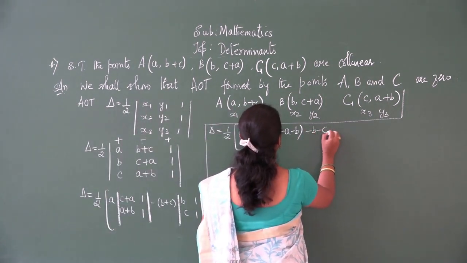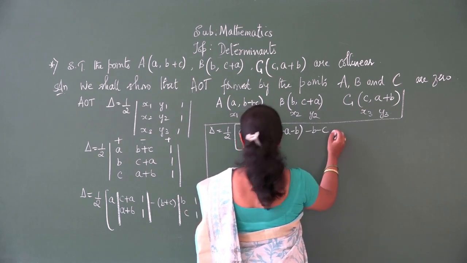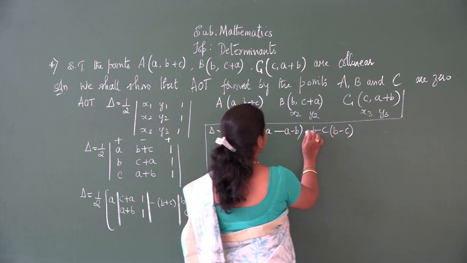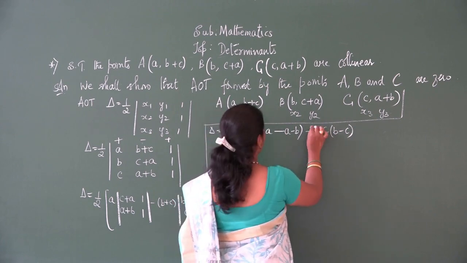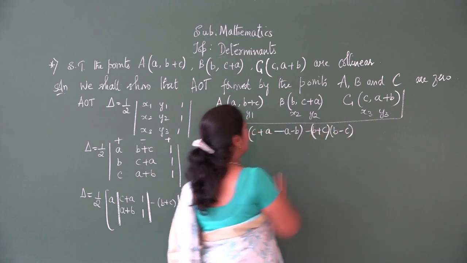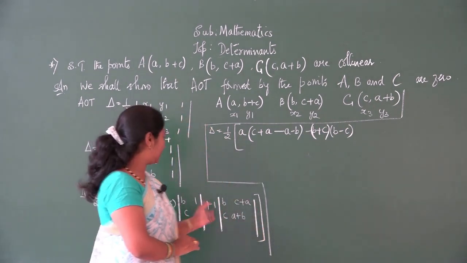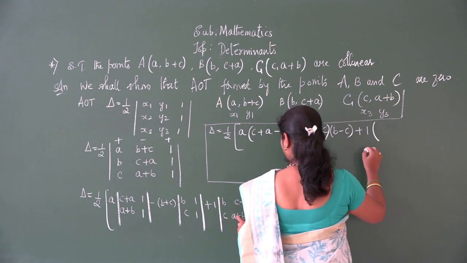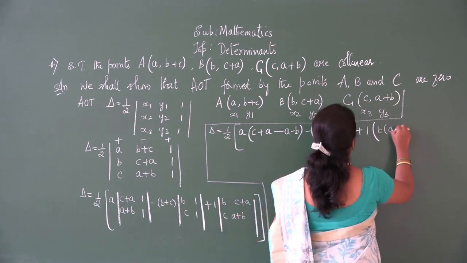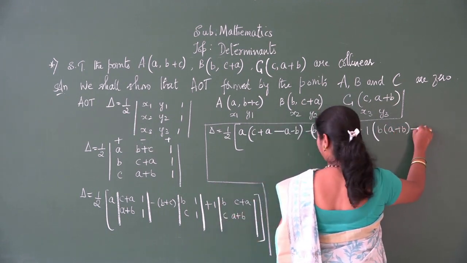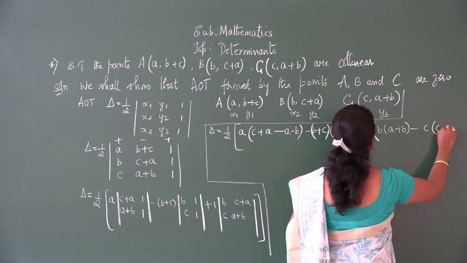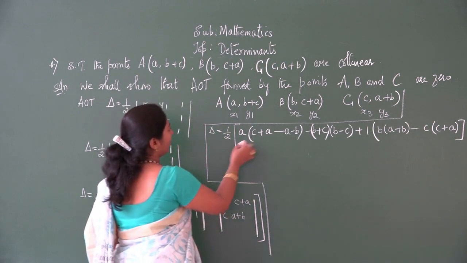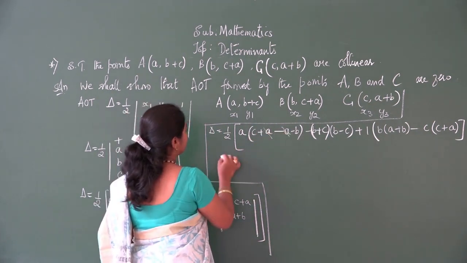Minus B minus C into B minus C. Or you can write minus as it is, minus of B plus C, so that the calculation becomes easy. Both are correct. Plus 1 into B into A plus B, formula is with minus C into C plus A. Simplifying further, what do we get? Plus A minus A gets cancelled.